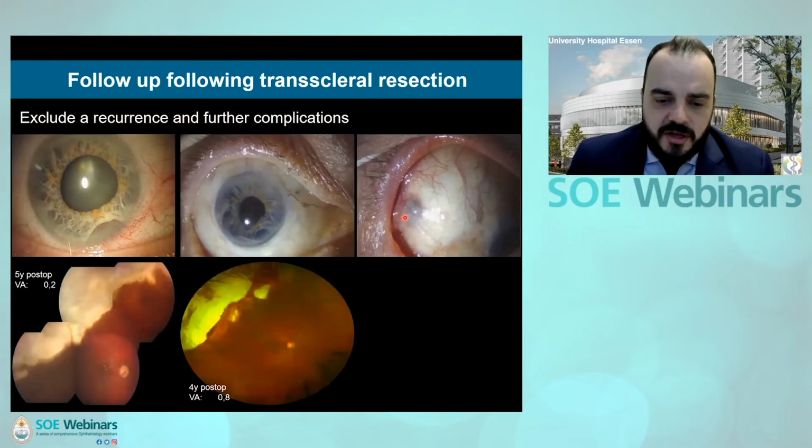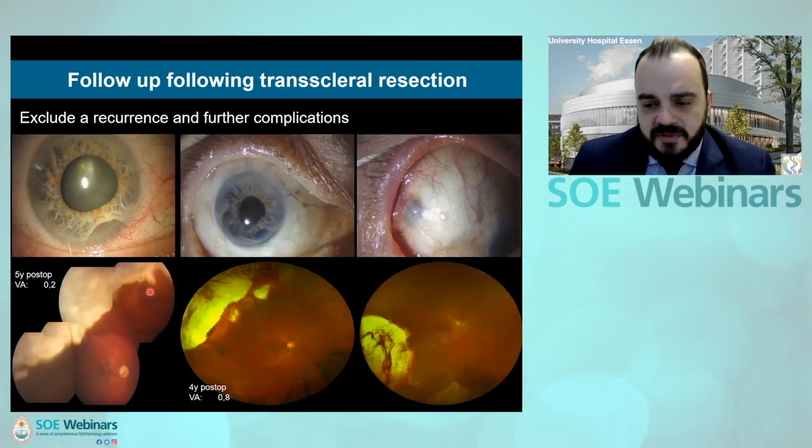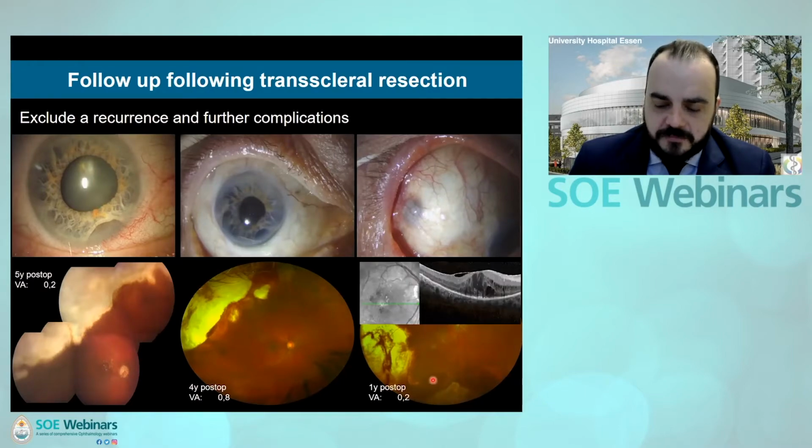But not all the patients will get a recurrence or a second surgery. You can see here that all of the results are pretty good, also with a very good visual acuity sometimes. Or here you can see a patient who didn't need a second surgery. This is a blood clot under the retina at 1 year, but still with a radiation-induced maculopathy.